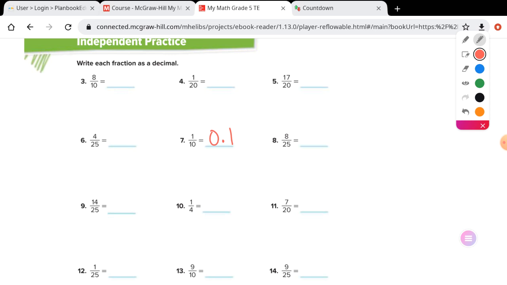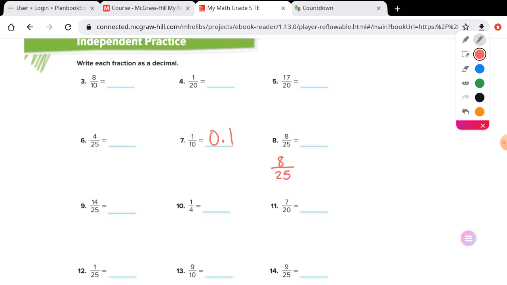8/25. Mason, what's wrong with that fraction right now? If I'm trying to get it to a decimal, why can't I do it yet? What does the denominator have to be? You just wrote it on the other page. Oh, it has to be 10, 100, or 1,000. And 25 is not any of those three.